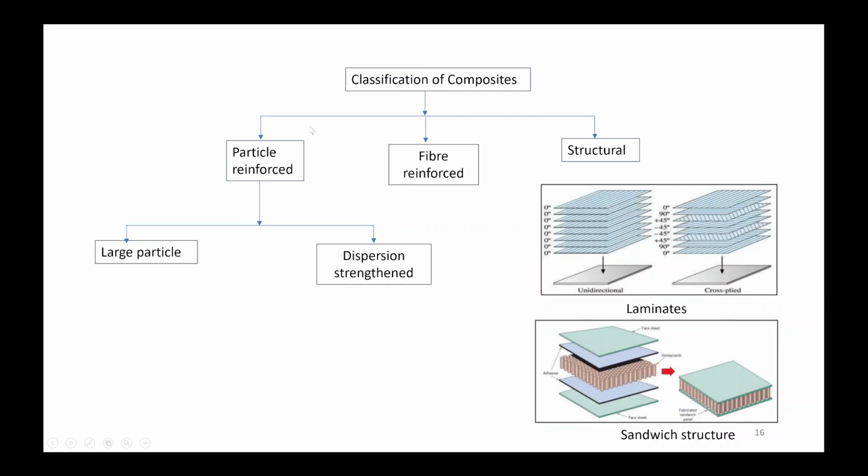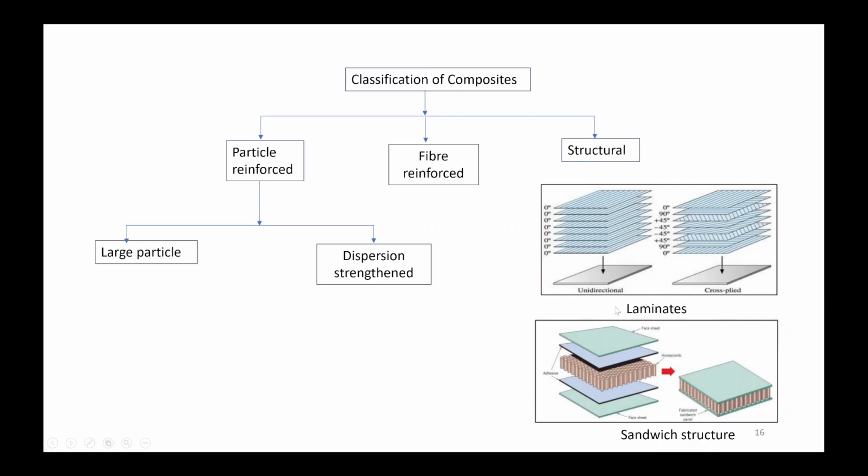Classification of composites: they are mainly of three types: particle reinforced, fiber reinforced, and structural composites. In case of particle reinforced, your reinforcement will be made of particles. These can be either large particles or dispersion strengthened. In this case, particles will be nanometer size. Second is fiber reinforced, and third is structural.